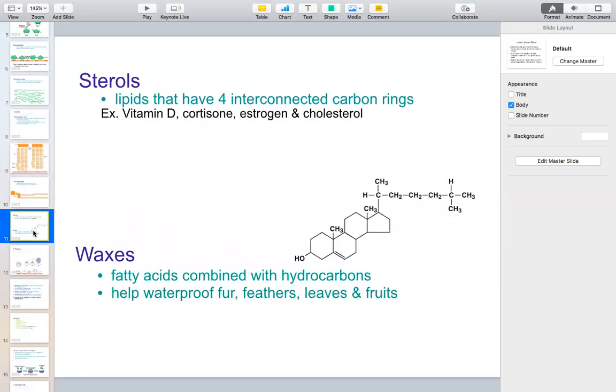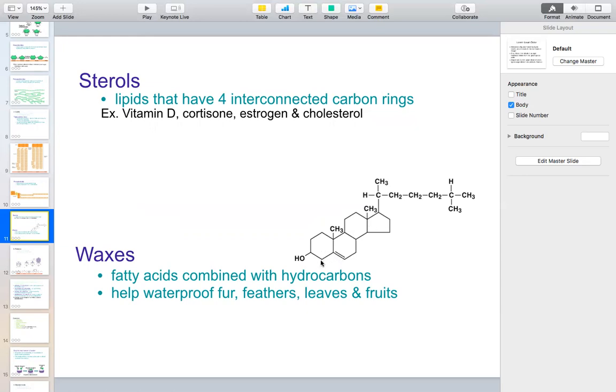Now, a lot of the lipids are also important for making cholesterol. Cholesterol isn't just bad, it's actually important for cell membranes, as well as making various hormones and vitamin D and estrogen and testosterone and so forth. What you see is these carbon rings. So when you see 4 interconnected carbon rings, you know it's a sterol.